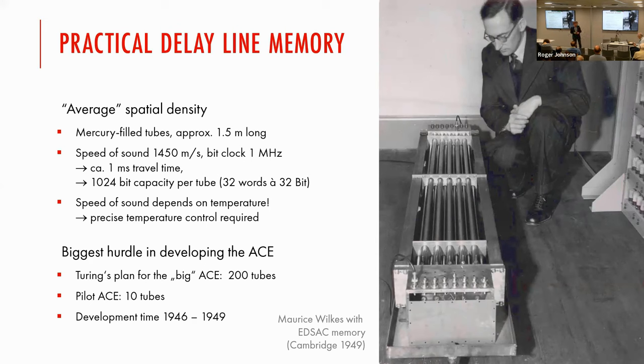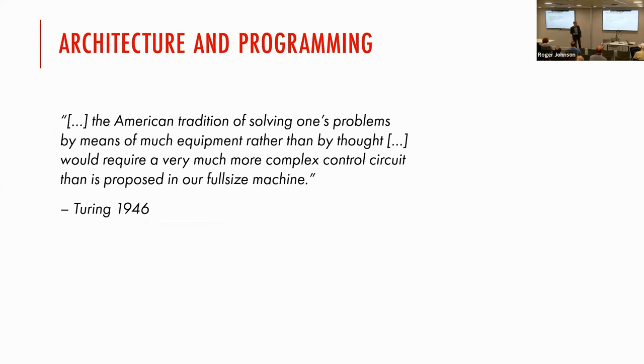Turing's plan, the original plan for the big full-scale ACE, was, we need 200 of those. They started with 10 in the pilot ACE. When eventually the big ACE was built, it didn't get 200 tubes, but 20-some, because by the time a Teddington memory had another option, bigger and slower storage. So nobody ever built something with 200. But they did get it to work. So it turned out to be a viable option, although a more difficult one to achieve.